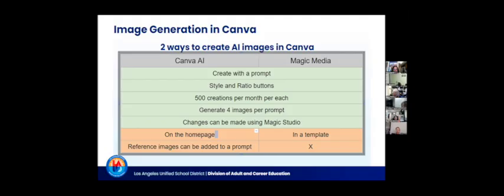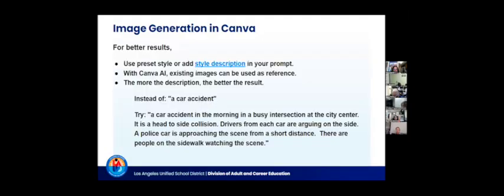So when it comes to image generation, it's like all the other AI prompts. The more descriptions you put in, the better result you will get. So use preset styles or style descriptions in your prompt, and if an image is available, use existing images as a reference in Canva AI. So the more the description, the better the result will be.